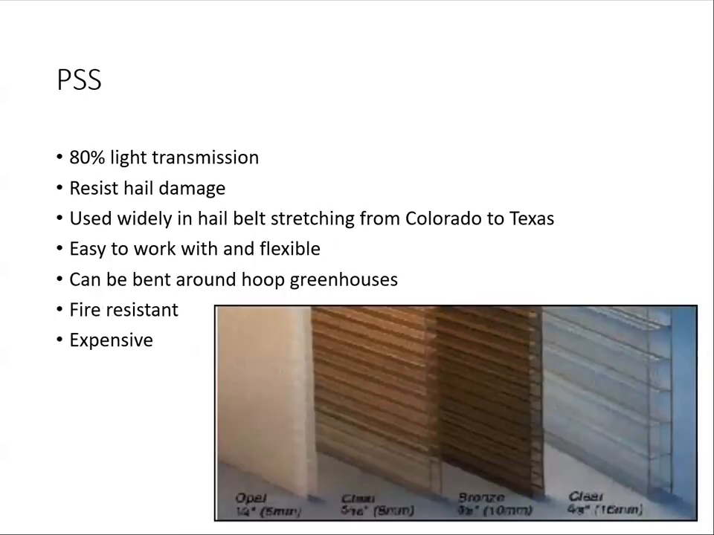Sorry, I jumped ahead there. Generally you get up to 80% light transmission through these, and there are different levels and different thicknesses. A thicker polycarbonate structured sheet is going to have better insulating qualities. And then they can treat these, so you can get these with different light transmission.